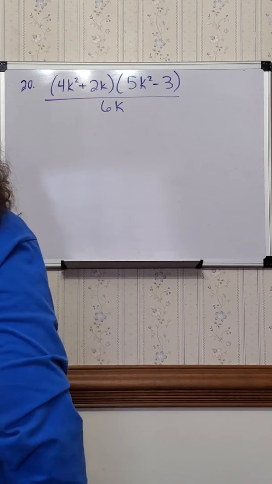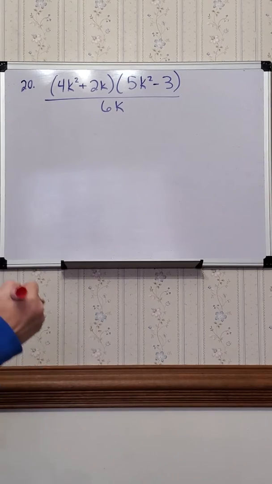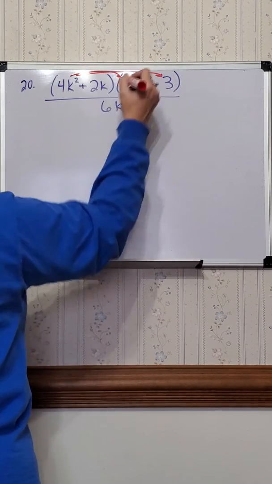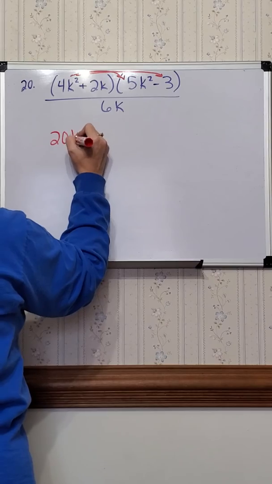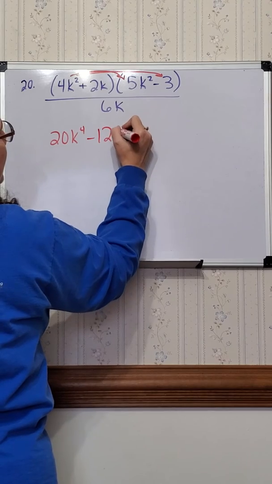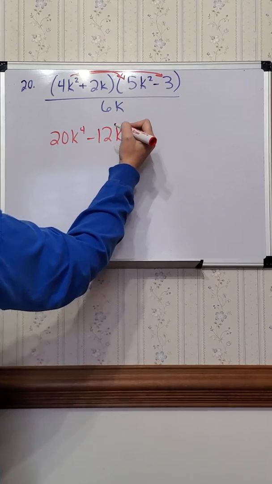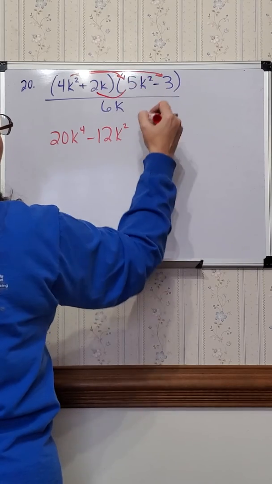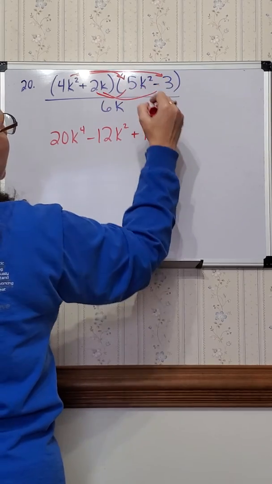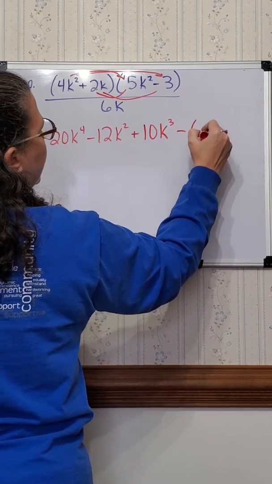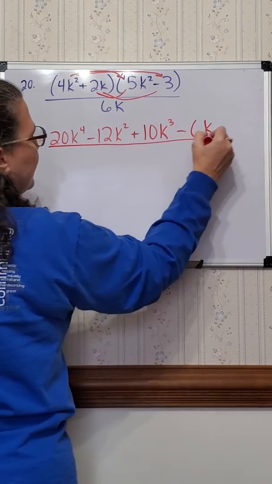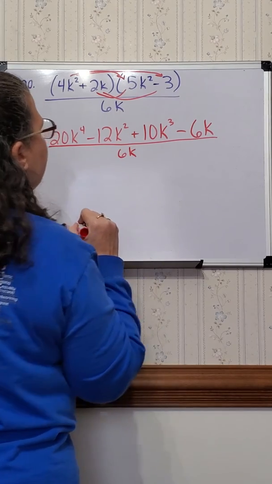Tell me what you think that we're going to do first here. I hope you said we're going to do FOIL first. We're going to go ahead and do our first. That's going to give me 20k to the 4th. Then we're going to do our outside, minus 12k squared. Then we're going to do our inside. That's going to be 10k to the 3rd. Then we're going to do our last, which is going to be a minus 6k. And of course, all of that's going to go over 6k.